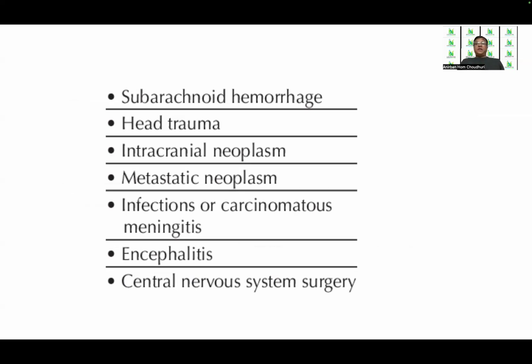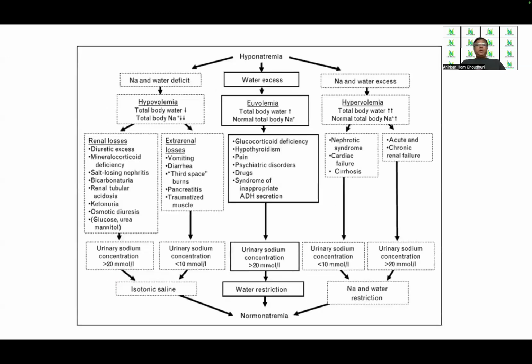Now, cerebral salt wasting is found to occur commonly after aneurysmal subarachnoid hemorrhage, although it can occur after other conditions like other causes of head trauma, like extradural hematoma, which was the cause here. If there is any intracranial neoplasm, if there is any metastatic neoplasm, infectious or carcinomatous meningitis, encephalitis, or even after any routine surgery.